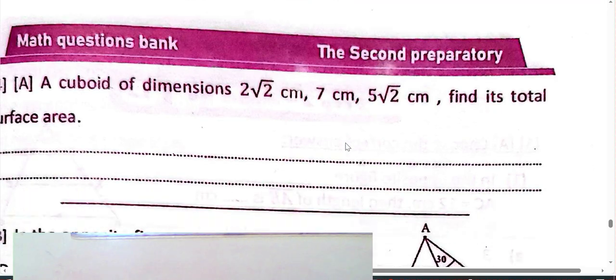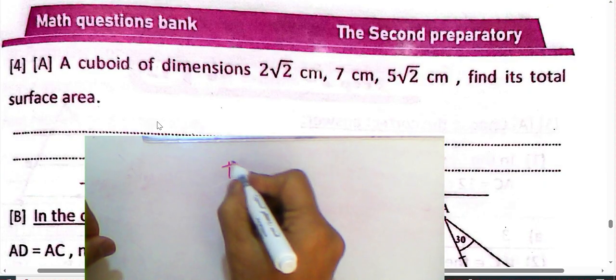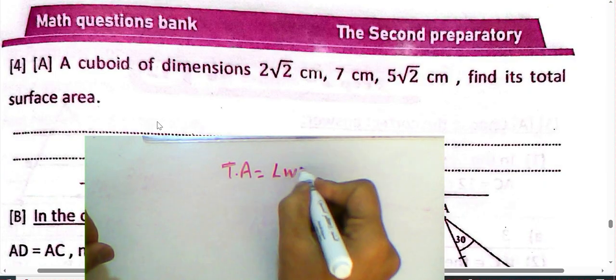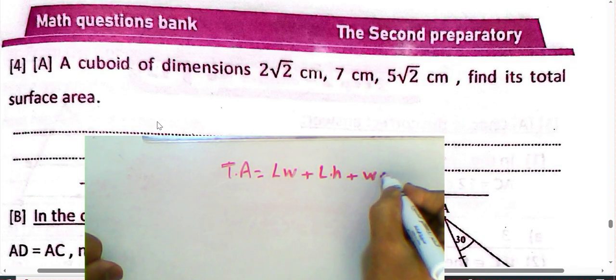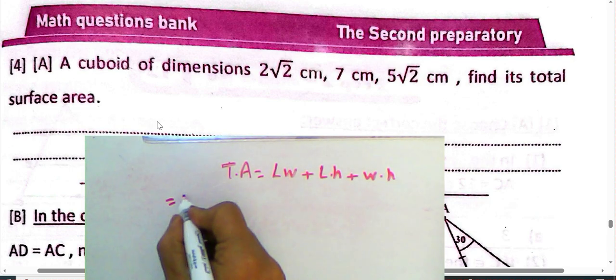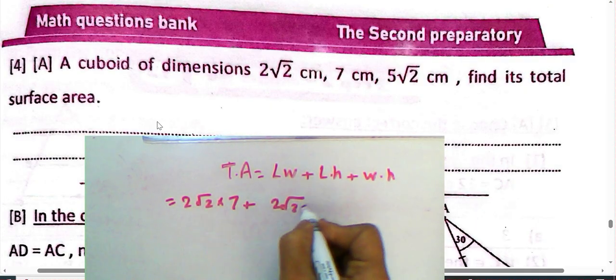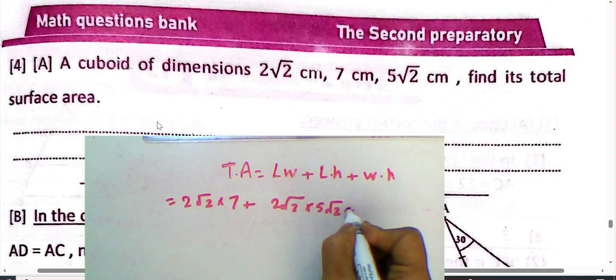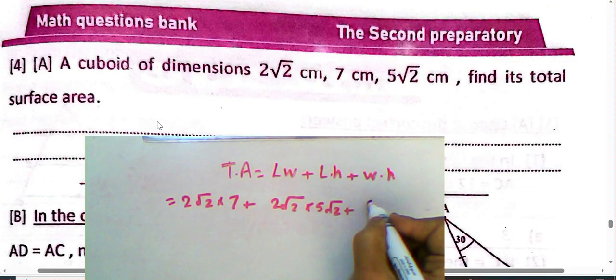Next example, look at here. A cuboid with dimensions root 2 centimeter, 7 centimeter, 5 root 2. Find the total surface area. We can find the total surface area by multiplying length by width, length by height, and width by height. We can write 2 root 2 multiplied by 7 plus 2 root 2 multiplied by 5 root 2 and 7 multiplied by 5 root 2.